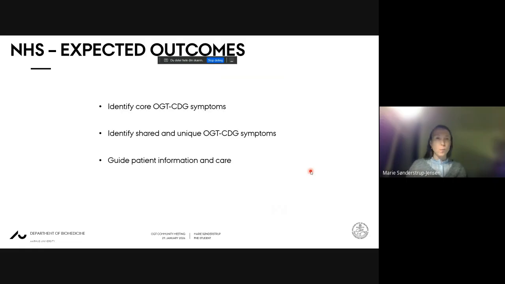So what we hope and expect to get out of the natural history study is, as I said, to fully characterize this complex syndrome, but also to identify what are the core symptoms of OGT-CDG. We also want to identify what symptoms are shared between some or many of the patients, and what symptoms are unique to subtypes of patients maybe. And in the longer term, the hope is that this can help guide patient information and care by informing clinicians and patients and families, basically.